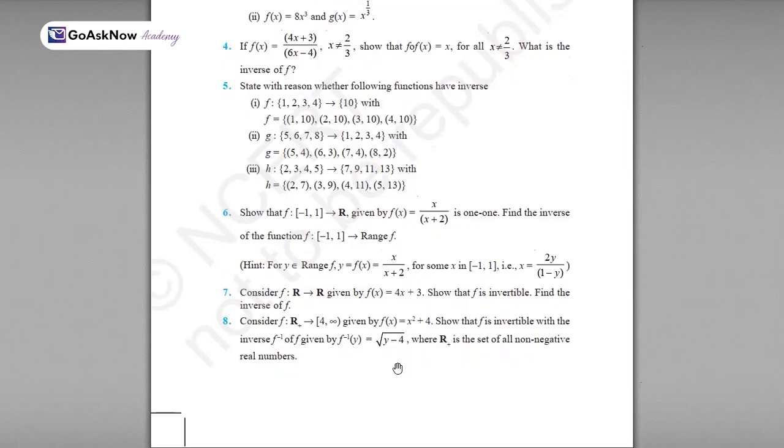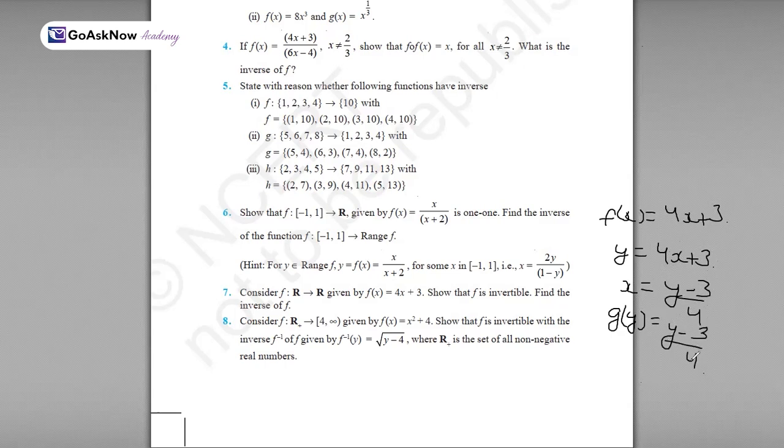So we will see what question 7 is asking here. f(x) is given here as 4x plus 3. Try to find y equal to 4x plus 3 in terms of x. x is equal to what? y minus 3 by 4. So let's define g of y. g of y is equal to y minus 3 by 4. This is your function g(y), and this is your function f(x).